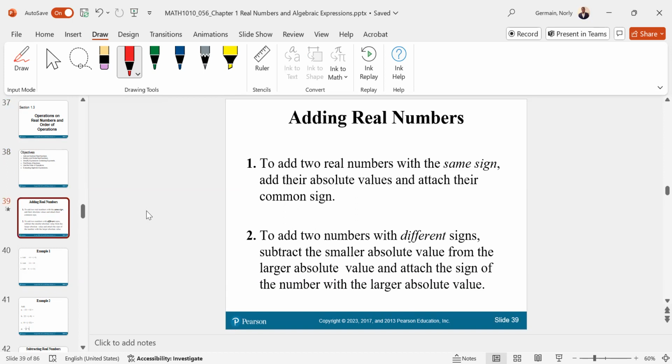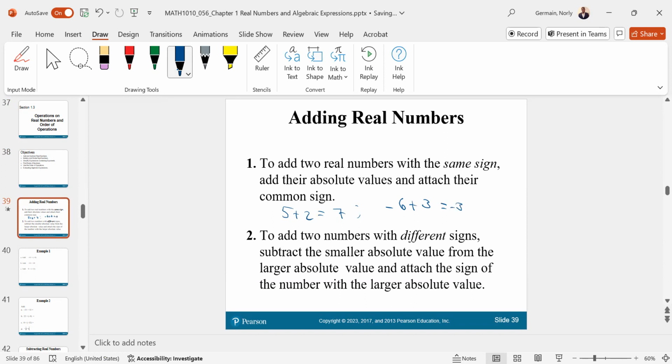To add two real numbers with the same sign, add the absolute values and keep the sign. So I think that's where we're going to start. Everyone knows how to add numbers. If we have 5 plus 2, we know it's 7. If we have negative 6 plus 3, it's a little bit different because of the negative. Negative 6 plus 3 gives you negative 3.